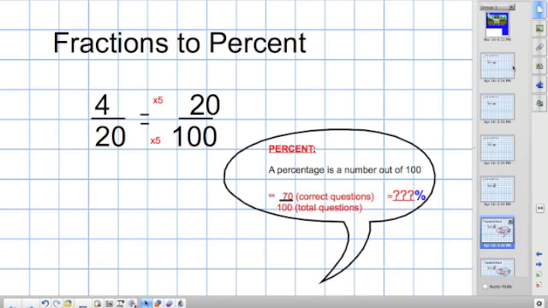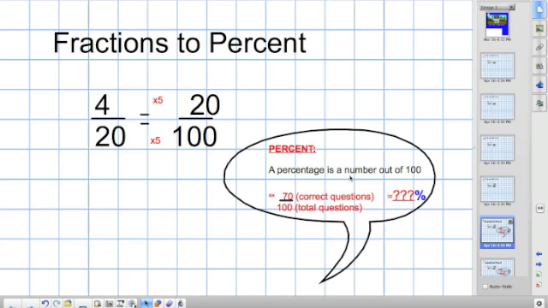Fractions to percents. 4 over 20 is equal to 20 over 100. And if we understand that a percentage is a number out of 100, meaning the denominator is always 100, please remember and put that in your notes. All percentages are our number where the denominator, even if we don't really include it, is out of 100.